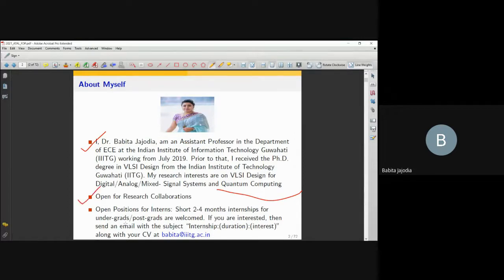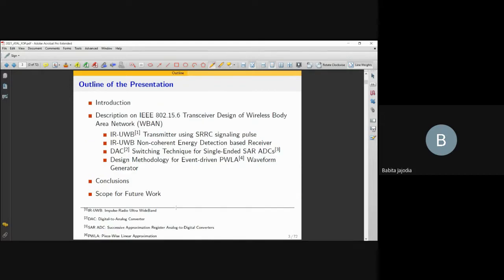I welcome everyone if anyone is interested in research collaborations, as well as student participants, postgraduates or research scholars. If anyone wants to do an internship, he or she is welcome in my team. Before that, you have to send me a mail with the internship, the duration, and your interest. If anyone wants to explore more on which areas I work in, he or she can visit our institute website as well.